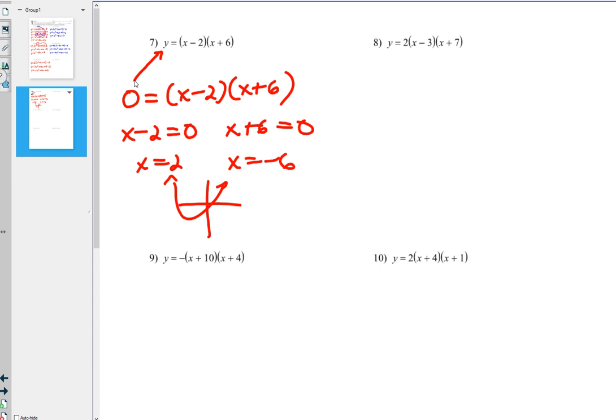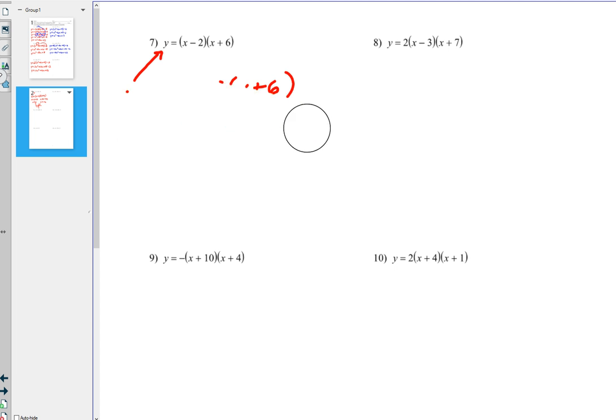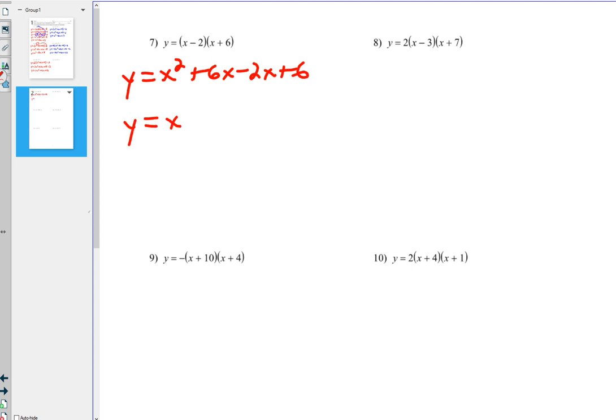We're working on converting to standard form. So all I need to do is remove the parentheses. And you can argue that that's going to be easier here, because here I don't need to know what to do with an exponent. How am I going to get rid of these parentheses? Just FOIL, yeah. So this would be y is equal to x squared plus 6x minus 2x plus 6. Combine like terms.